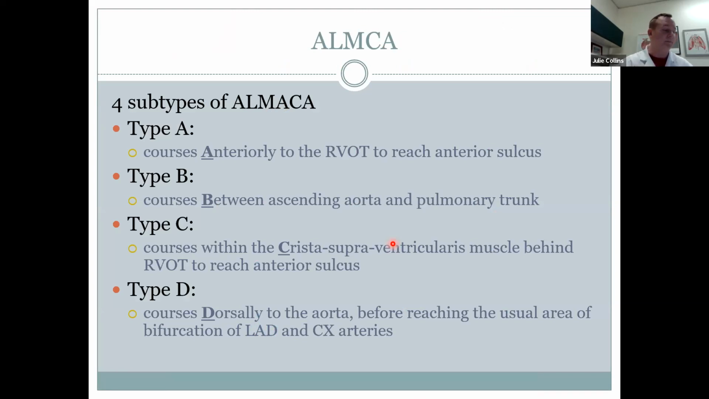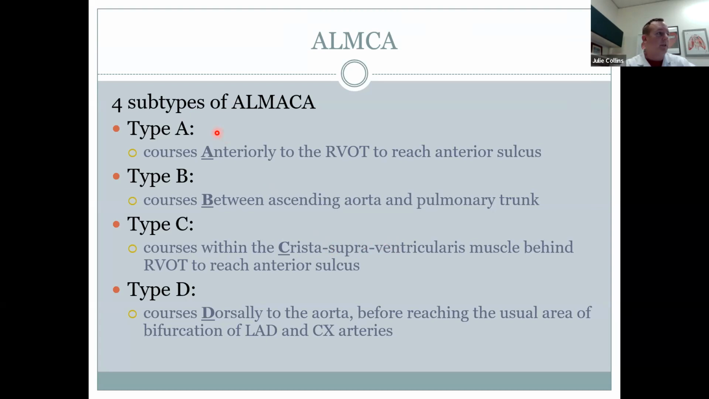So that's ALCAPA. Now we're going to go over ALMCA, and there are 4 subtypes of ALMCA. ALMCA is anomalous left main coronary artery arising from the right sinus of Valsalva. So in ALMCA, your left is still coming off the aorta, but instead of coming off the left coronary cusp sinus, it's coming off the right coronary cusp sinus. So you have 2 coronary arteries, your right main and your left main, both arising from the right side of the aorta.